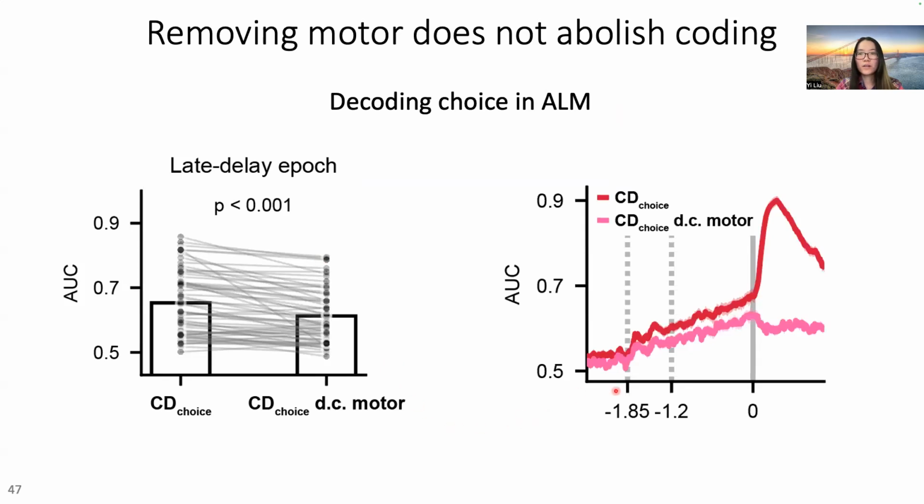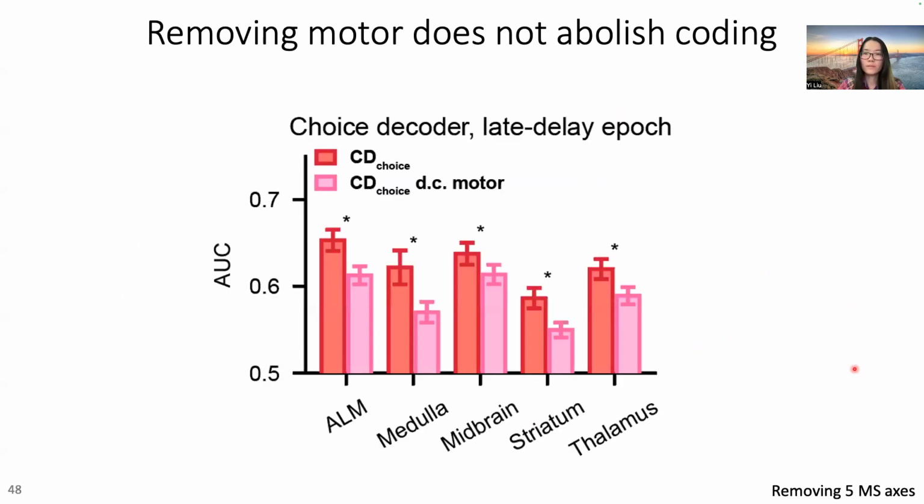If we look at the AUC across time, before the go queue, a fairly good portion of choice decodability remained after removing motor. After the go queue, the animal is making large movements that are correlated to their choice, and therefore there is a large drop in AUC after we remove motor. Across all the brain areas of interest, this conclusion holds true. We found that removing motor leads to a drop in decodability, but it does not abolish coding.